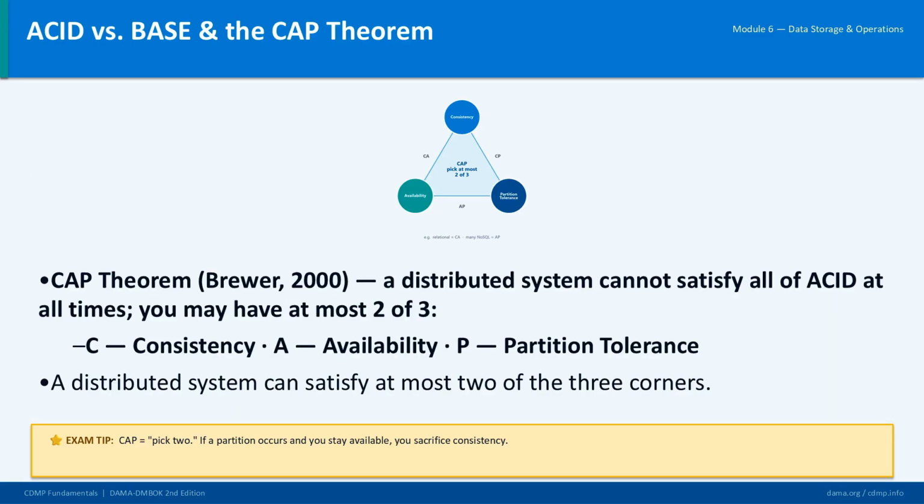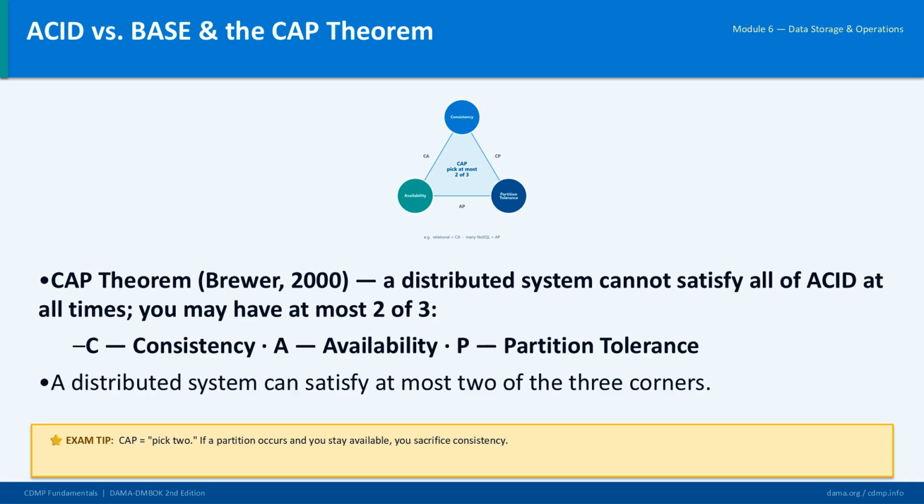Let's contrast ACID and BASE, then introduce CAP. ACID uses schema on write, the structure must exist before you write, with strong consistency, rooted in 1970s relational systems. BASE uses a dynamic, schema on read approach, with consistency that may be strong, eventual, or none, and it emerged in the 2000s for unstructured data.